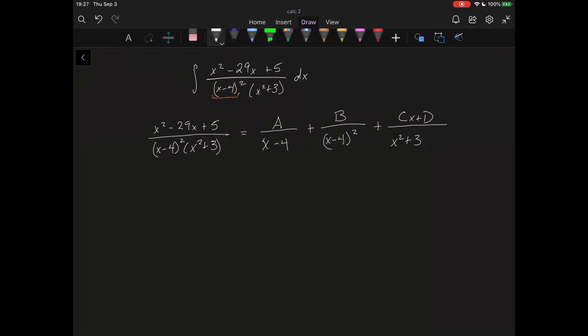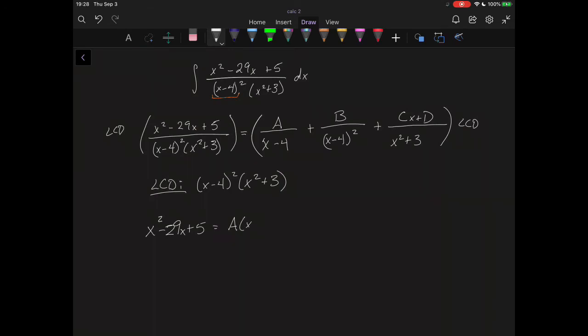Now, we have to clear the fraction, so we're going to multiply everything by the least common denominator. And the least common denominator is always going to be the thing that we started with. So it's going to be x minus 4 squared times x squared plus 3. So on the left-hand side, we get x squared minus 29x plus 5. And on the right-hand side, we get a.